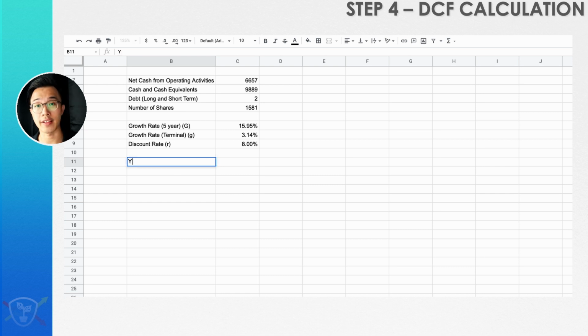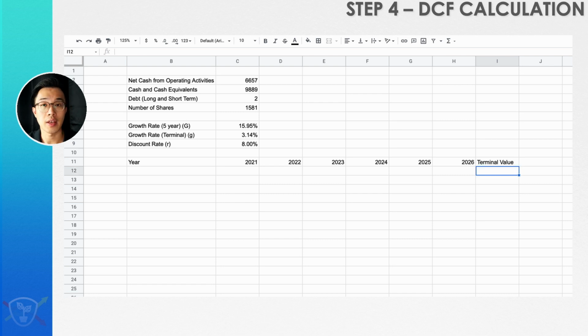So in the first row, we're going to enter the year. Since we're using 2021 numbers as our baseline, the first column will be 2021. And we'll be projecting the cash flows for the next 5 years. So we're going to key in the next 5 years, 2022, 2023, 2024, 2025, 2026. And the last column will be the terminal value. As we have discussed earlier in step 3, terminal value is basically the value of the company, the value of the business, assuming it continues to generate cash at a growing rate forever.